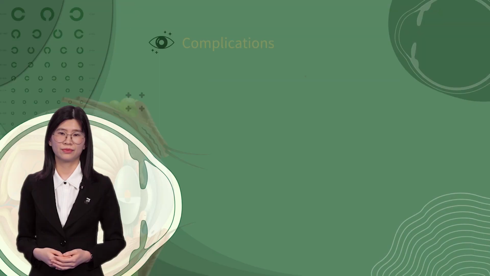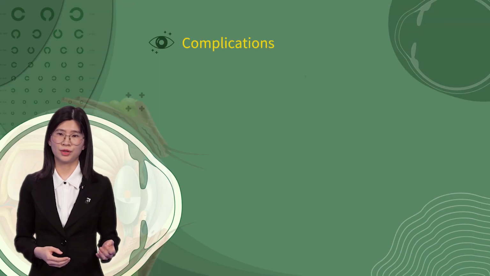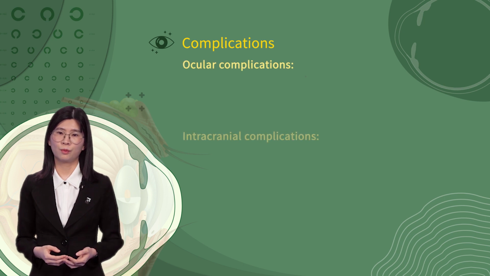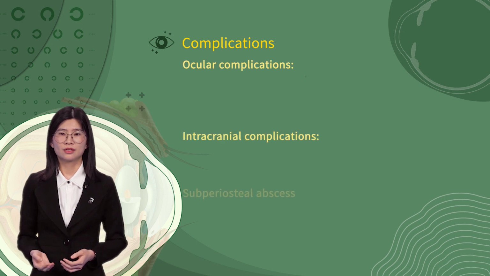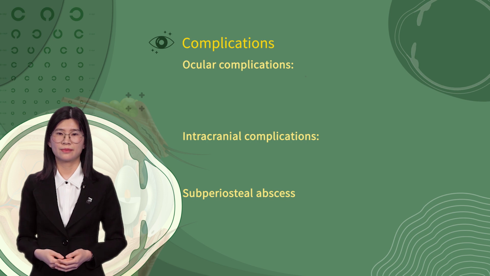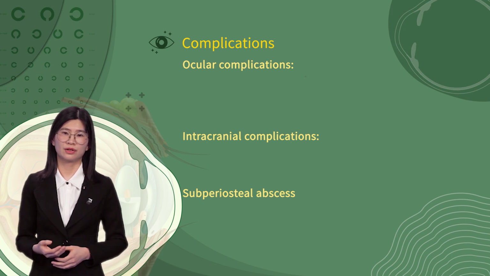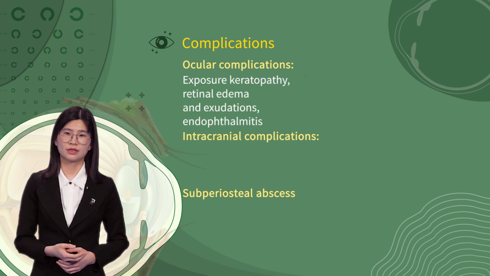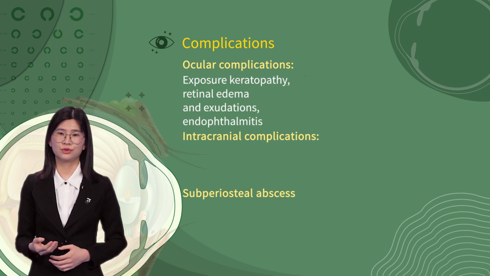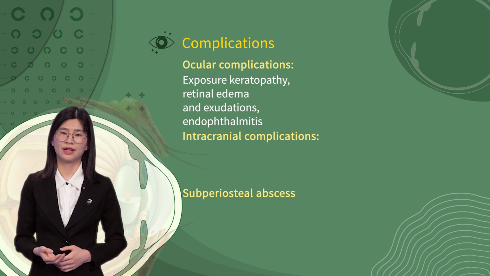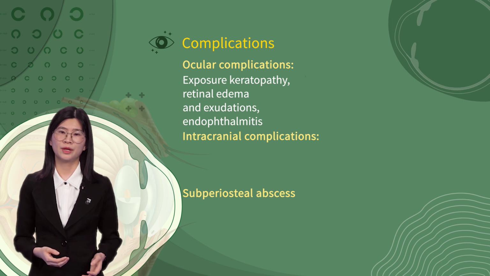Why could orbital cellulitis be life-threatening? Because some of its complications may be fatal. The complications of orbital cellulitis include ocular and intracranial problems and subperiosteal abscess. For local complications, we may find exposed corneal ulcers, raised IOP, occlusion of retinal artery or vein, endophthalmitis, and optic neuropathy.